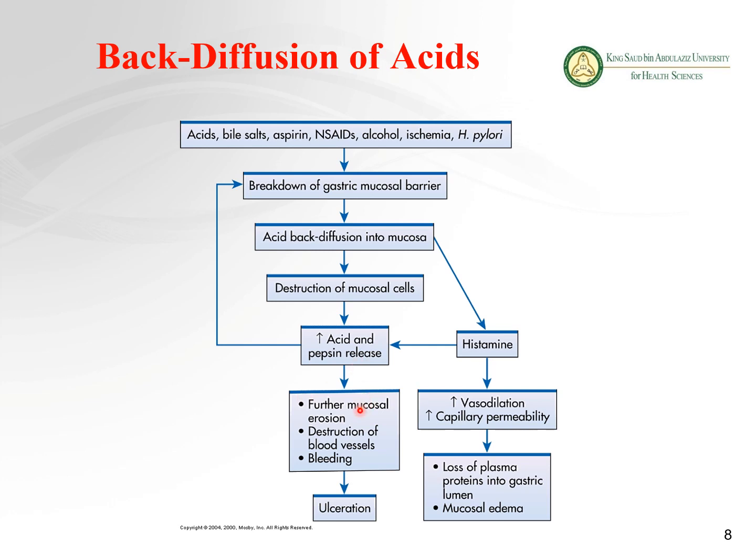Then there is further mucosal erosion, destruction of the blood cells, and bleeding within the stomach, and that will lead to ulcer formation. Histamine will also cause vasodilation or increased capillary permeability. That will lead to loss of plasma protein into the gastric lumen and mucosal edema. Inflammation will also be there because of the histamine. In order to stop that, we have to decrease the acid and pepsin release into the stomach, so that the mucosal barrier is regenerated and protects the internal walls of the stomach.